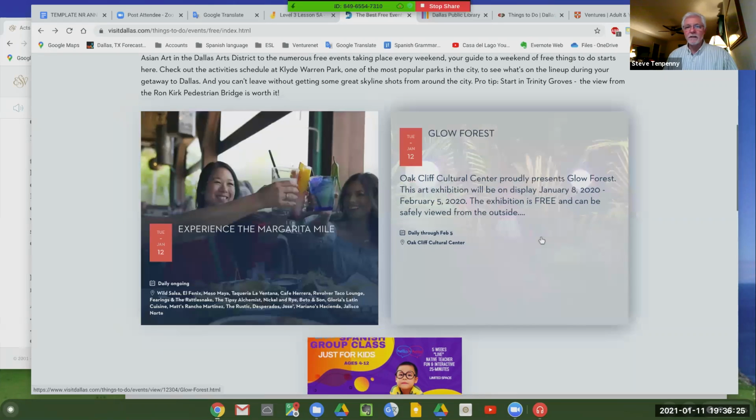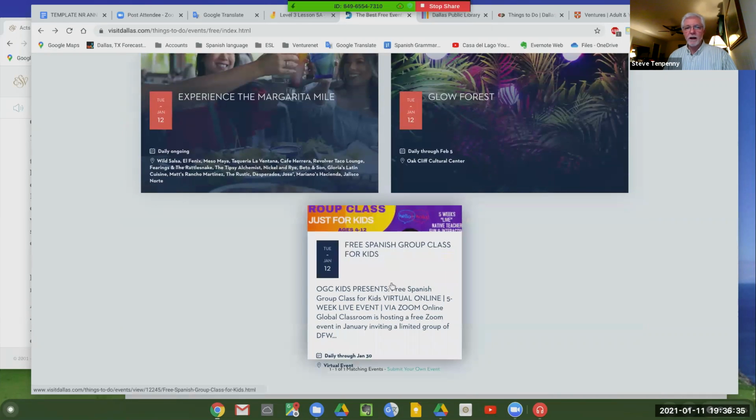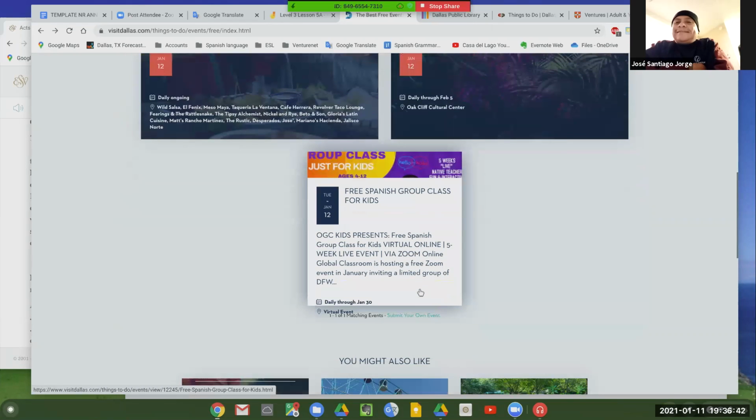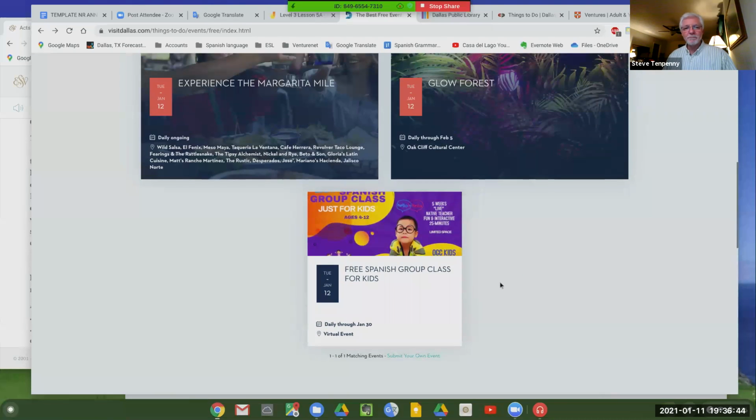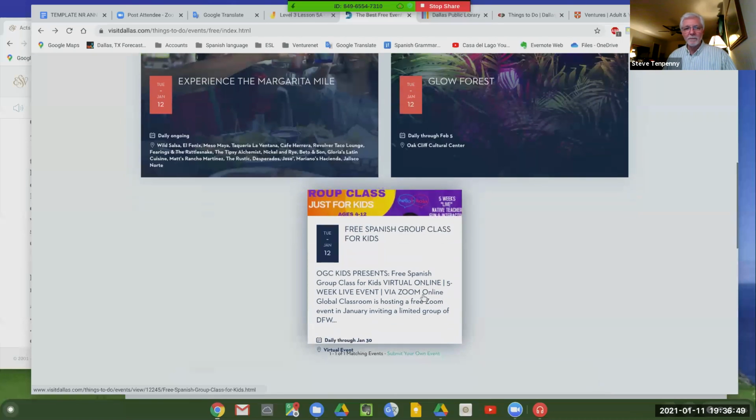There's an event here called Glow Forest down at Oak Cliff Cultural Center. This one's interesting. They even have free Spanish classes for children. I think this would be children that speak English. I'm interested in finding out a little bit about that. But that's actually every day. It says daily through January 30th. But this is a free Zoom event.